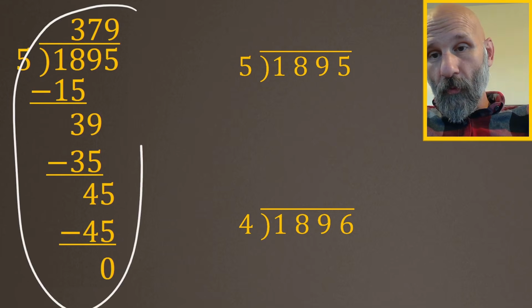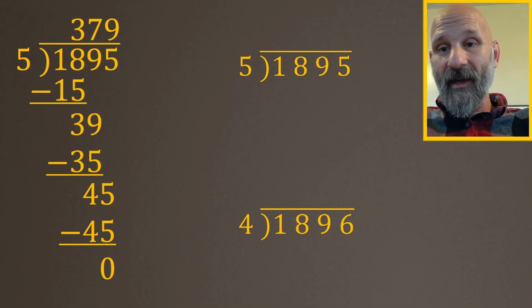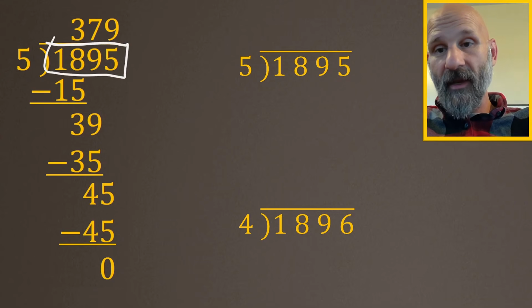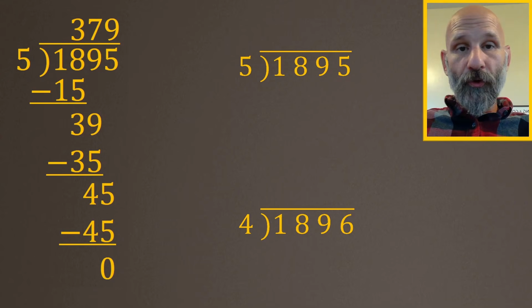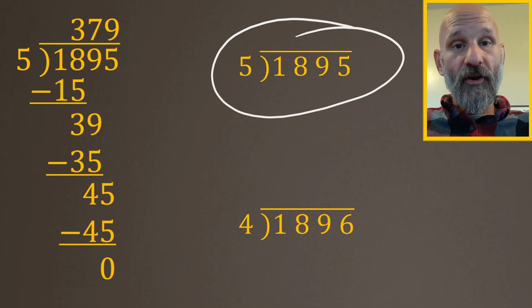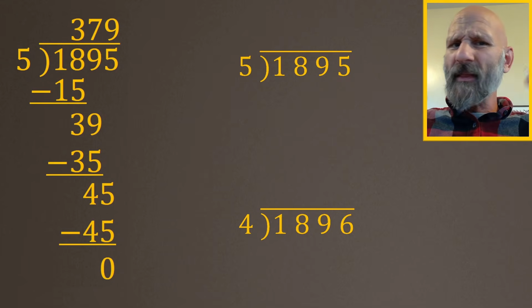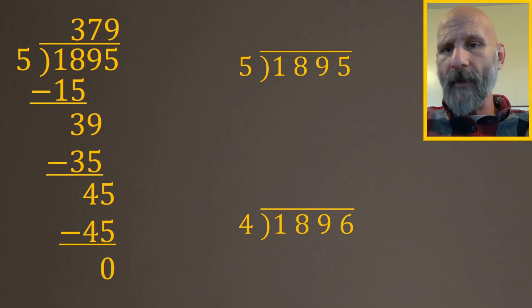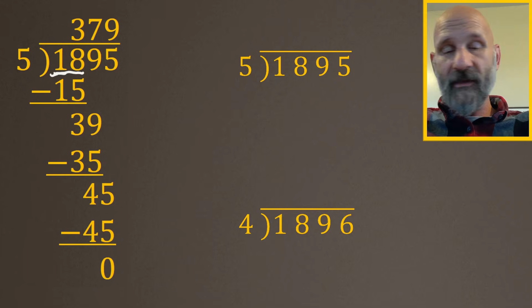So here we're going to work over here. So we have 5 divided into 1,895, okay? So we'll do this one, and then we'll do the same thing here using the hack, okay? Just want to make the hack easier to follow along with, okay? So first off, does 5 divide into 1? No, it doesn't. So then we look at 18. 5 does divide into 18. It goes 3 times, so we write a 3 up there.